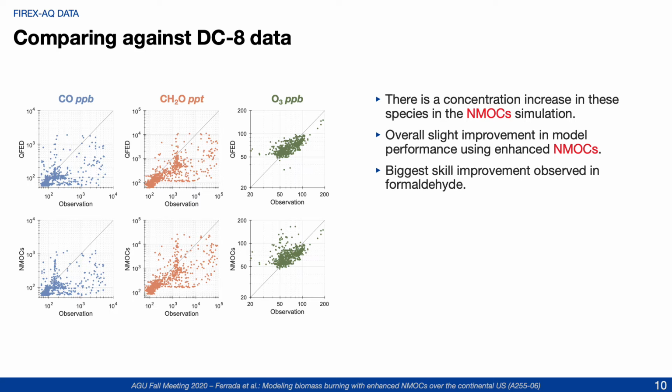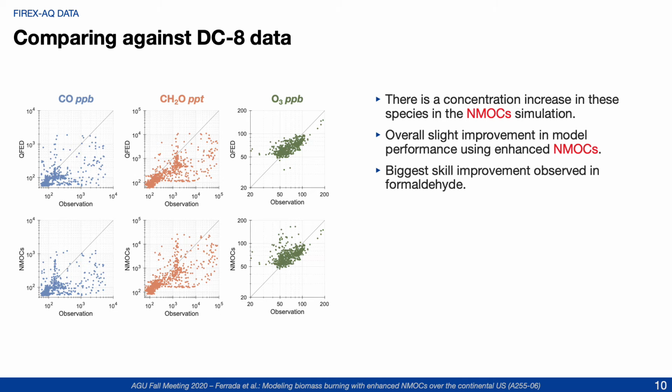This slide summarizes our preliminary results of the 3 flights using different species. Here you see a composite of observations versus the QFET simulation in the top and the NMOC simulation in the bottom. The changes in CO are little, and we expected that because the CO derivation from our method increases it slightly. But you can see that the formaldehyde in orange gave slightly better results in the NMOC simulation.